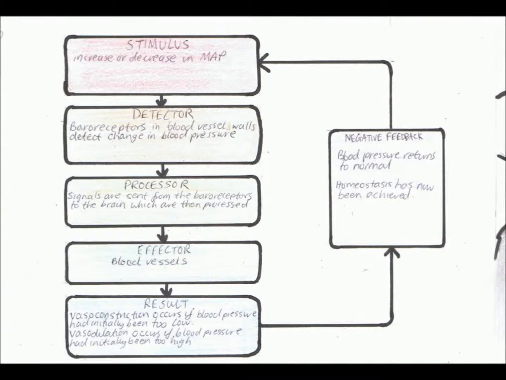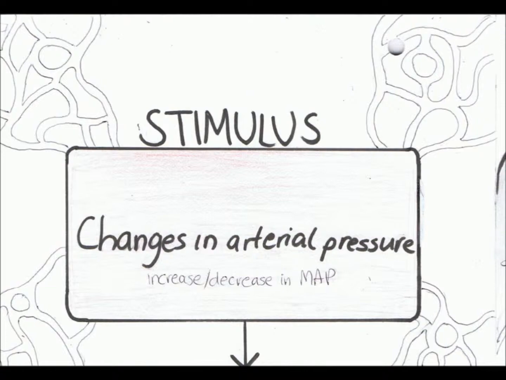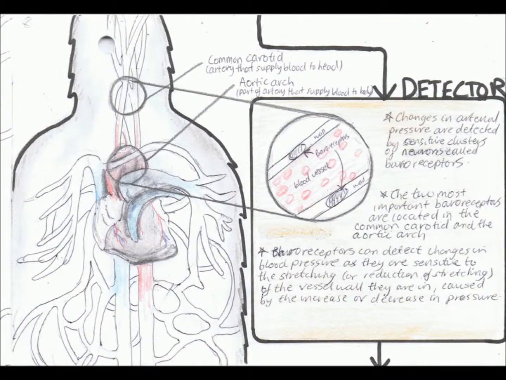This process is similar across all mammals. The stimulus for this negative feedback loop is changes in arterial pressure. Changes in arterial pressure are detected by sensitive clusters of neurons called baroreceptors. The two most important baroreceptors are found in the common carotid and the aortic arch. They can detect changes in blood pressure as they are sensitive to stretching or reduction of stretching of the wall they are in due to increased pressure or decreased pressure.